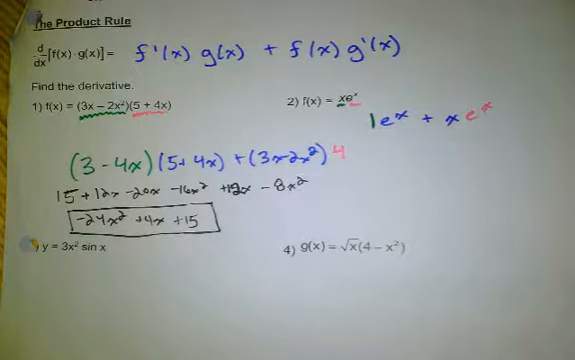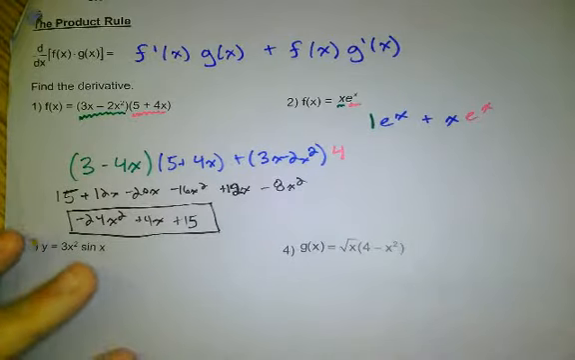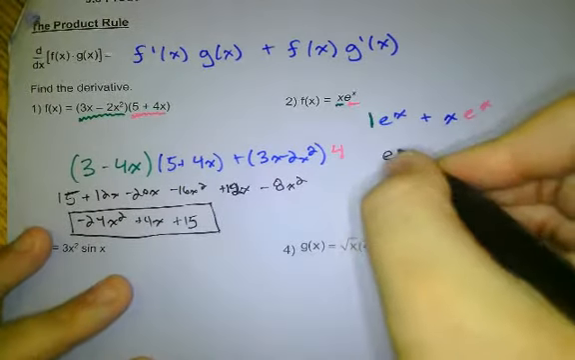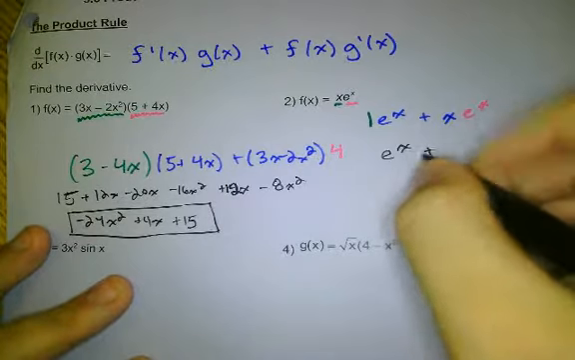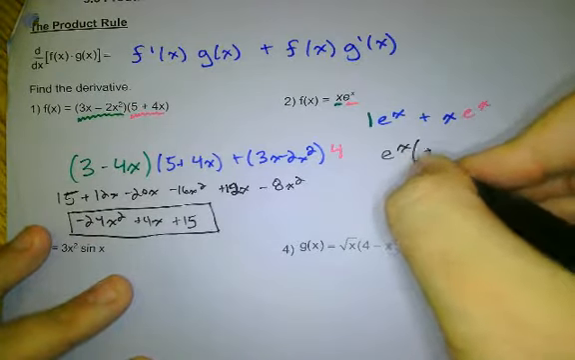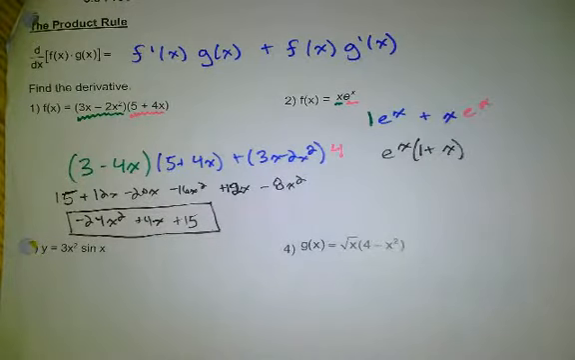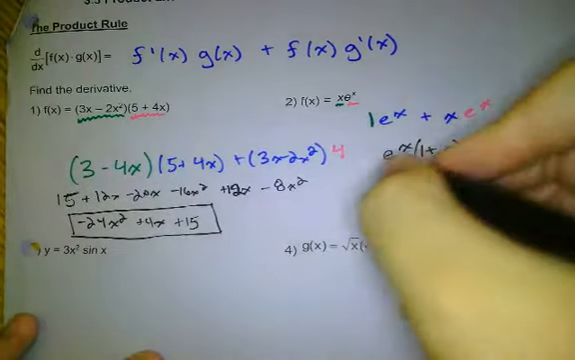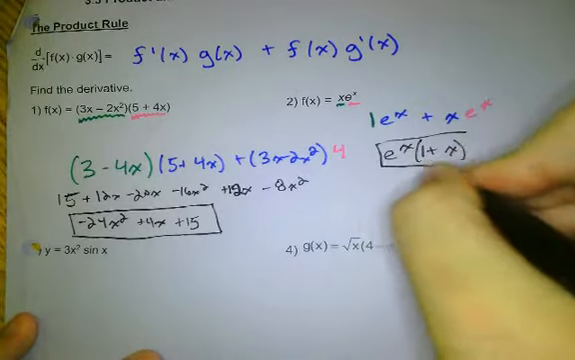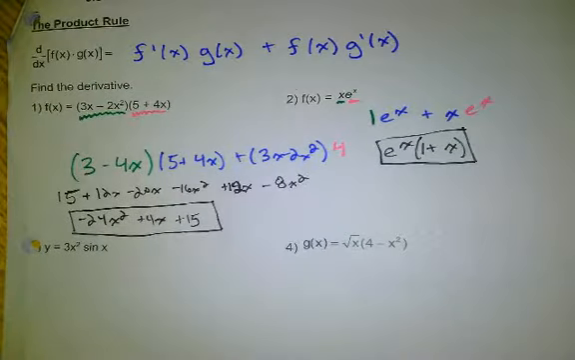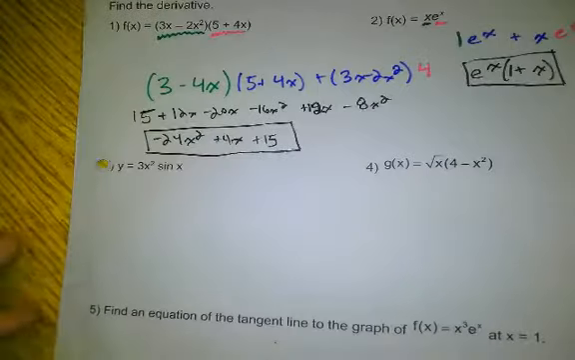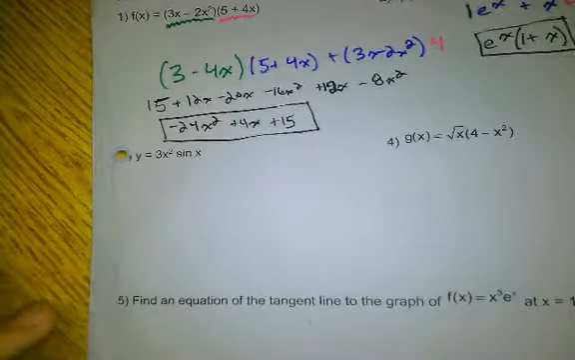Remember, it's so special. The derivative is itself. Okay. And again, you're actually done right there. But if it's multiple choice, they might want to simplify this. How can I simplify this? Yes, you can. There's a GCF of e to the x, which gives us 1 plus x. And there you go. You want to try the third one on your own? Try it on your own.